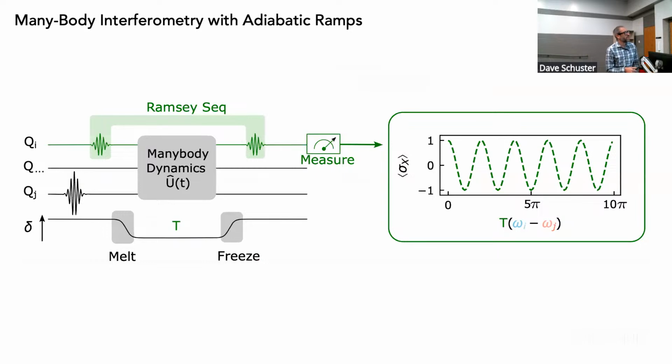So we can do that. The general idea is we'll prepare most of the qubits in some state, but then we're going to put one of them in a superposition, and then we're going to adiabatically ramp into some many-body state and wait some amount of time, and then we'll adiabatically ramp out, and then we'll measure that, finishing the Ramsey experiment on that qubit. Okay, that's the idea.